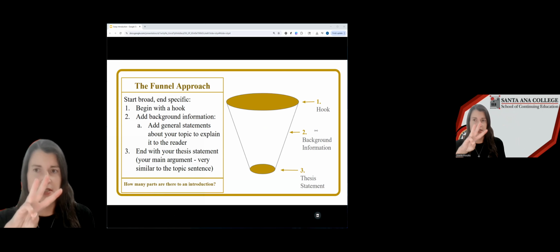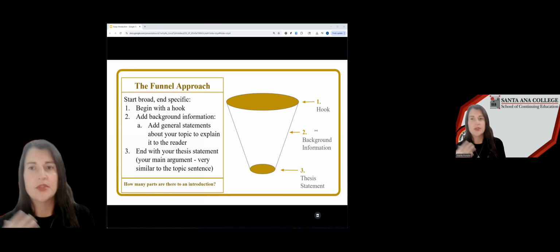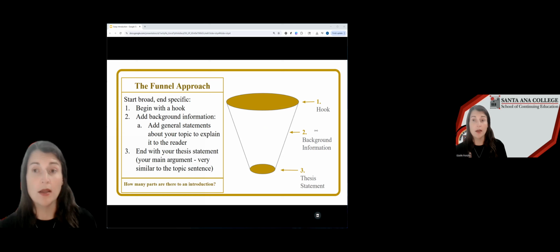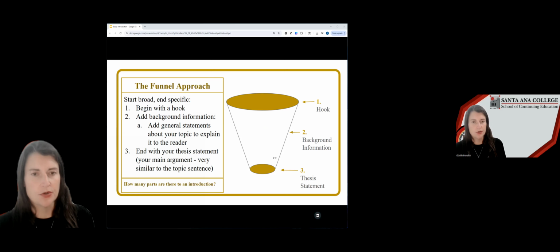There are 3 parts, and I began this presentation by talking about those 3 parts, right? Number 1, a hook. Number 2, background information. And then number 3, thesis statement. So let's see. We're going to follow the funnel approach. And over here, you can see a funnel pictured on this slide.